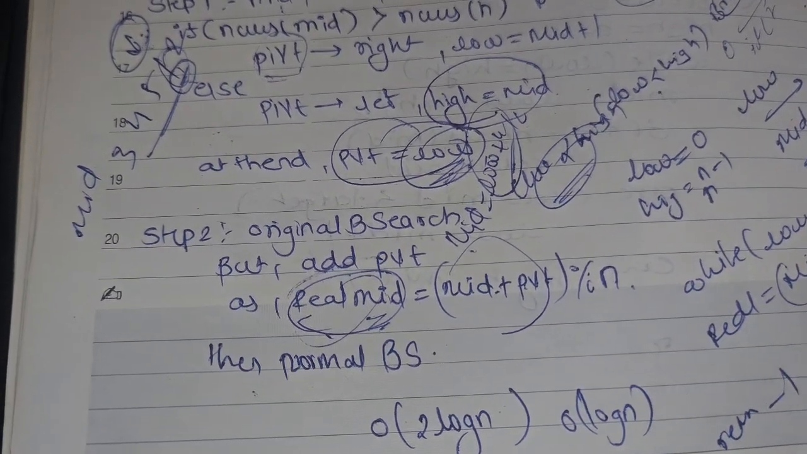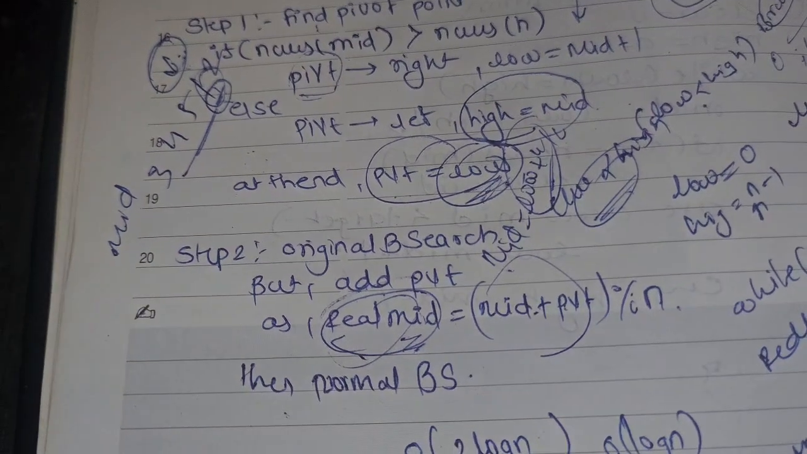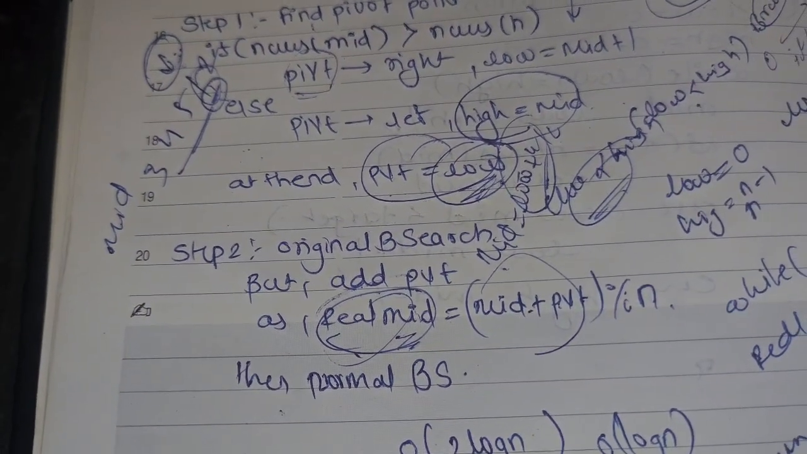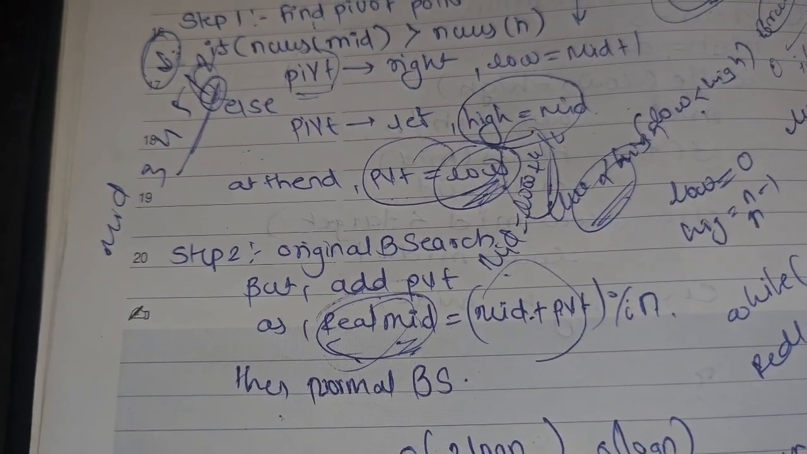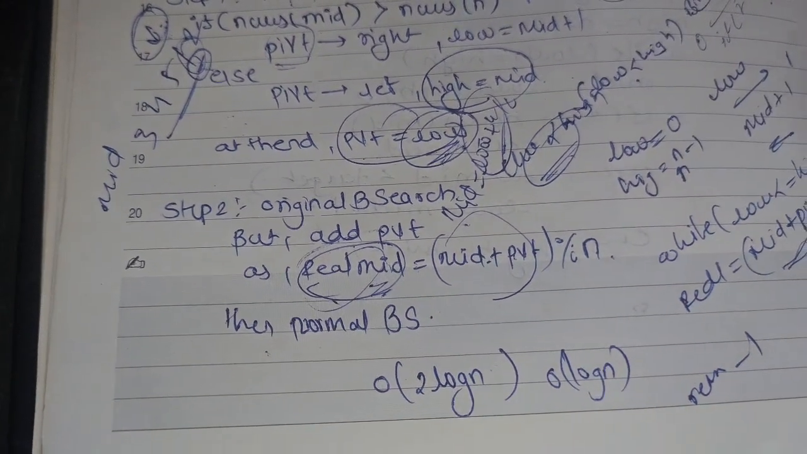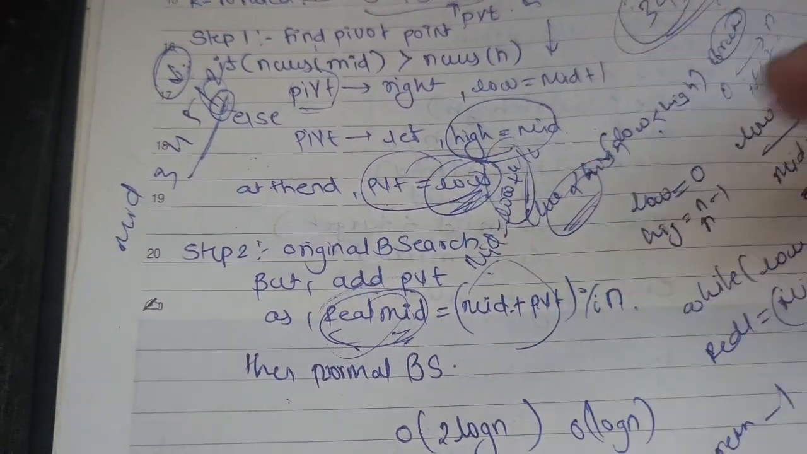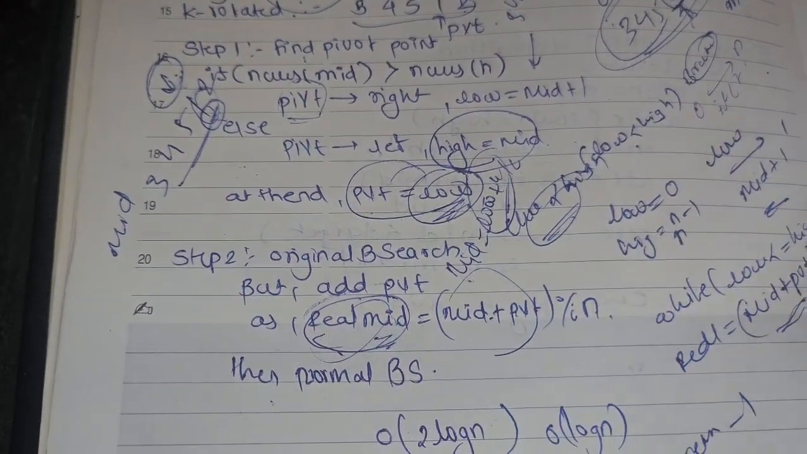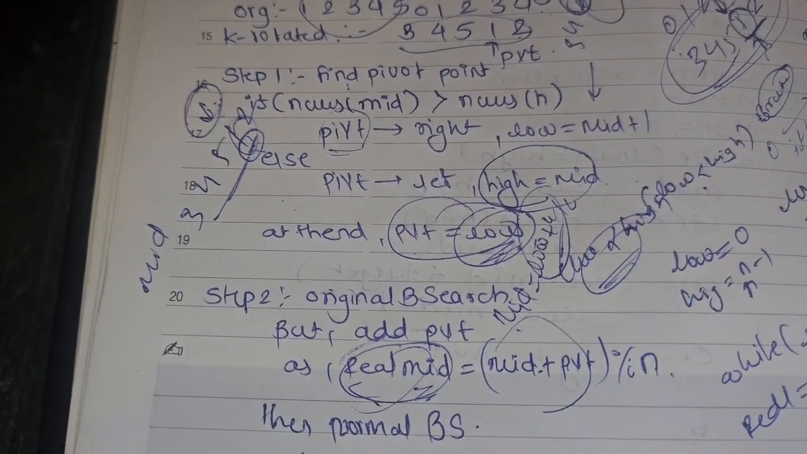Then perform the original binary search by comparing the target with the element at the real mid. If it's lower, then search towards the left, like high equals mid minus 1, and if it's greater, then search towards the right, like low equals mid plus 1. At the end, if you do not find the element, just return -1, but you will find an element, because the question itself says that the target element is present.